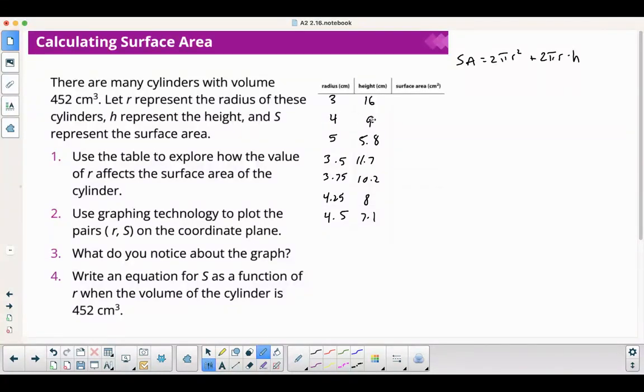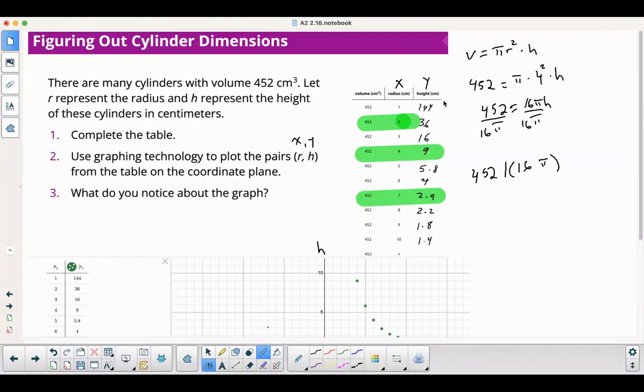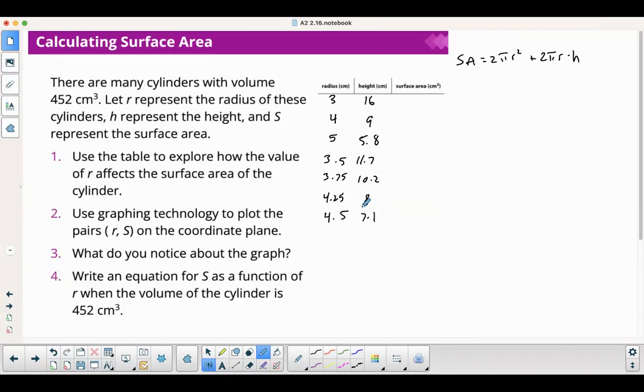For a radius of 4 would produce a height of 9. So I went right here. Basically, I almost added on an extra column here, and they're all still the same volume, 452. So I picked some of these, and I found a few more here. I don't think we had 3.5, 3.75, 4.25, 4.5. I went ahead, I plugged those in for r, and then I solved it to find the corresponding height.